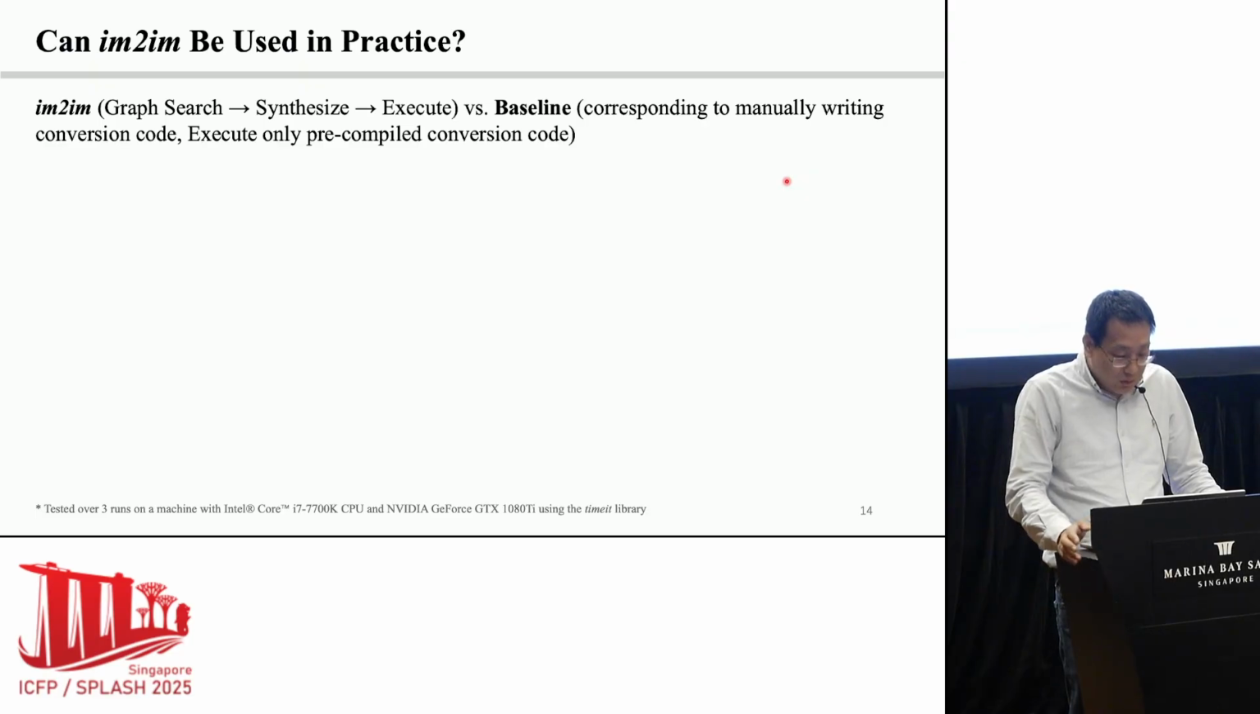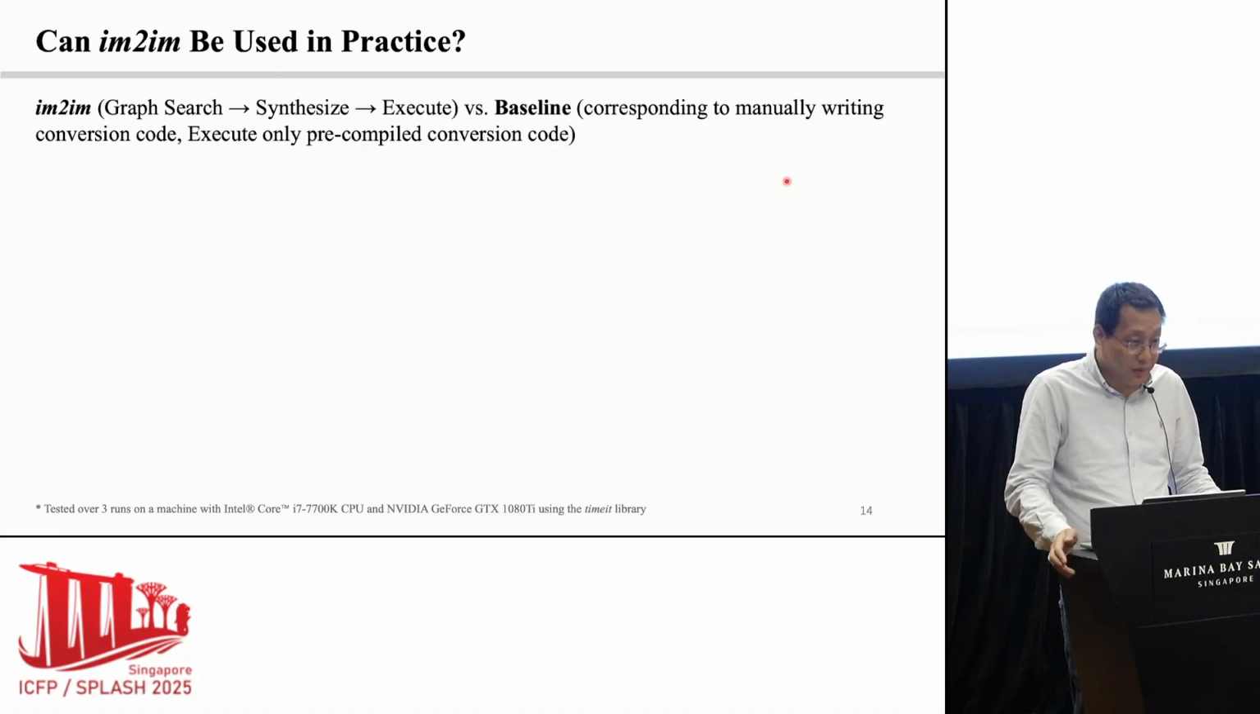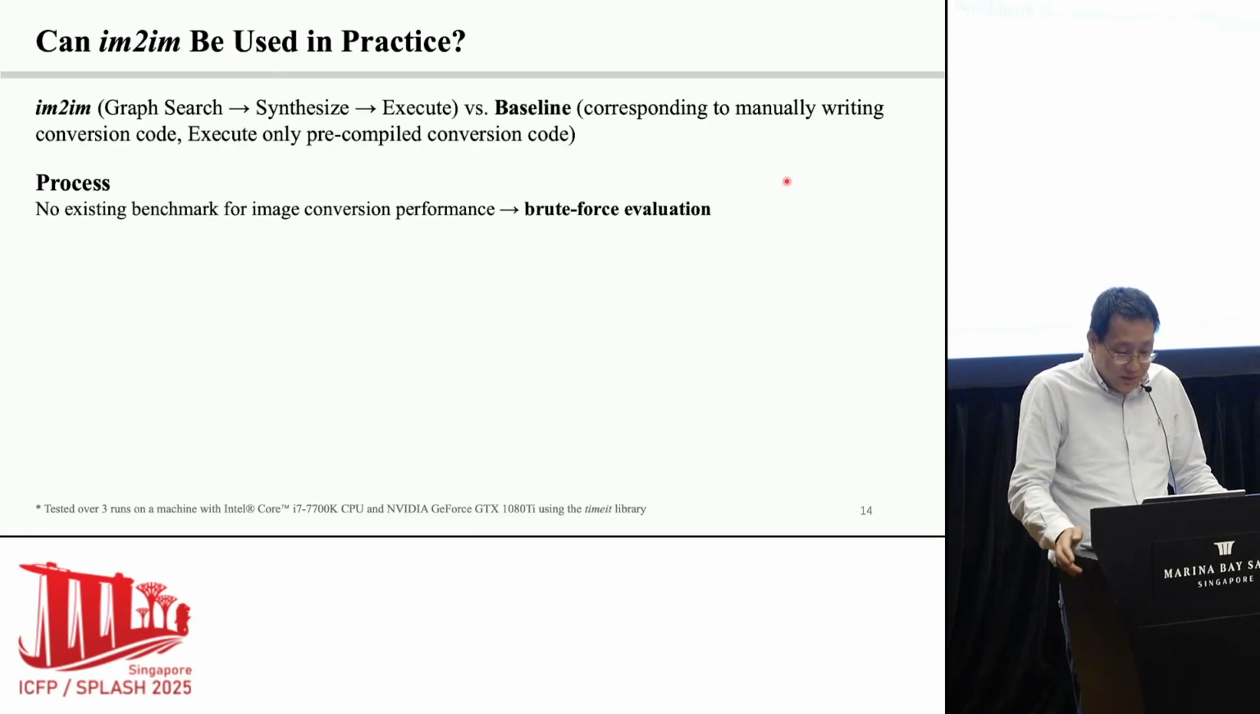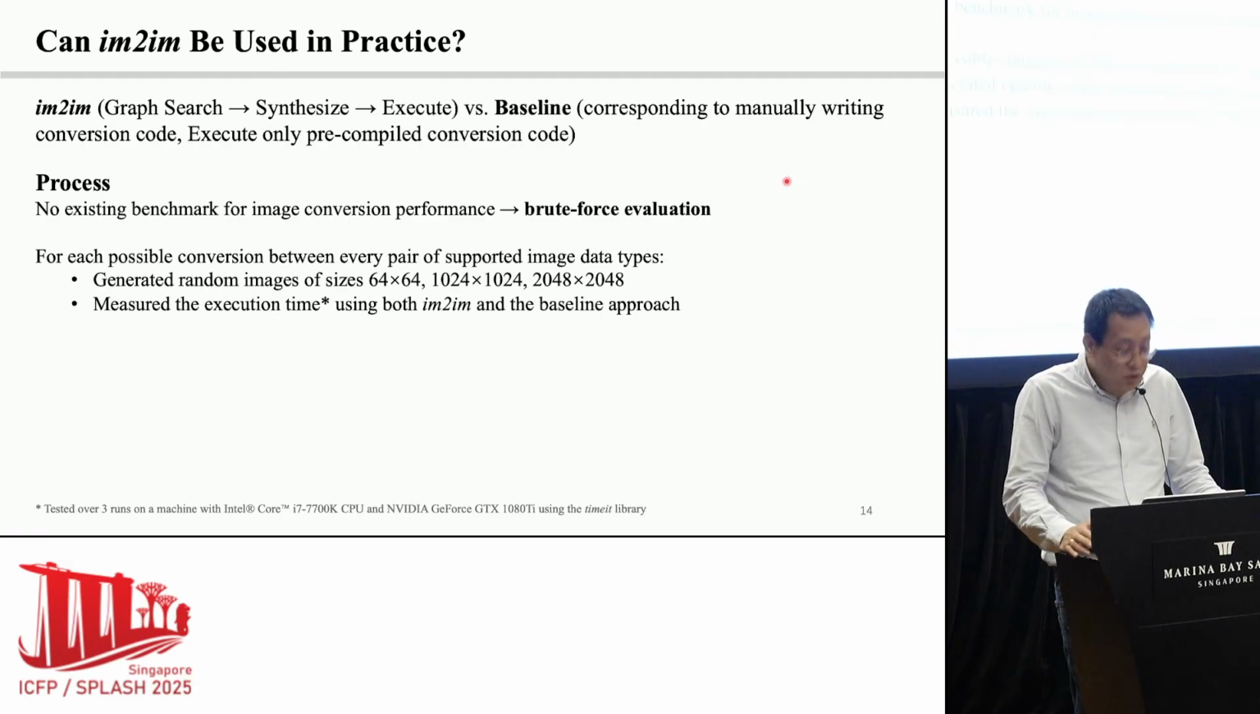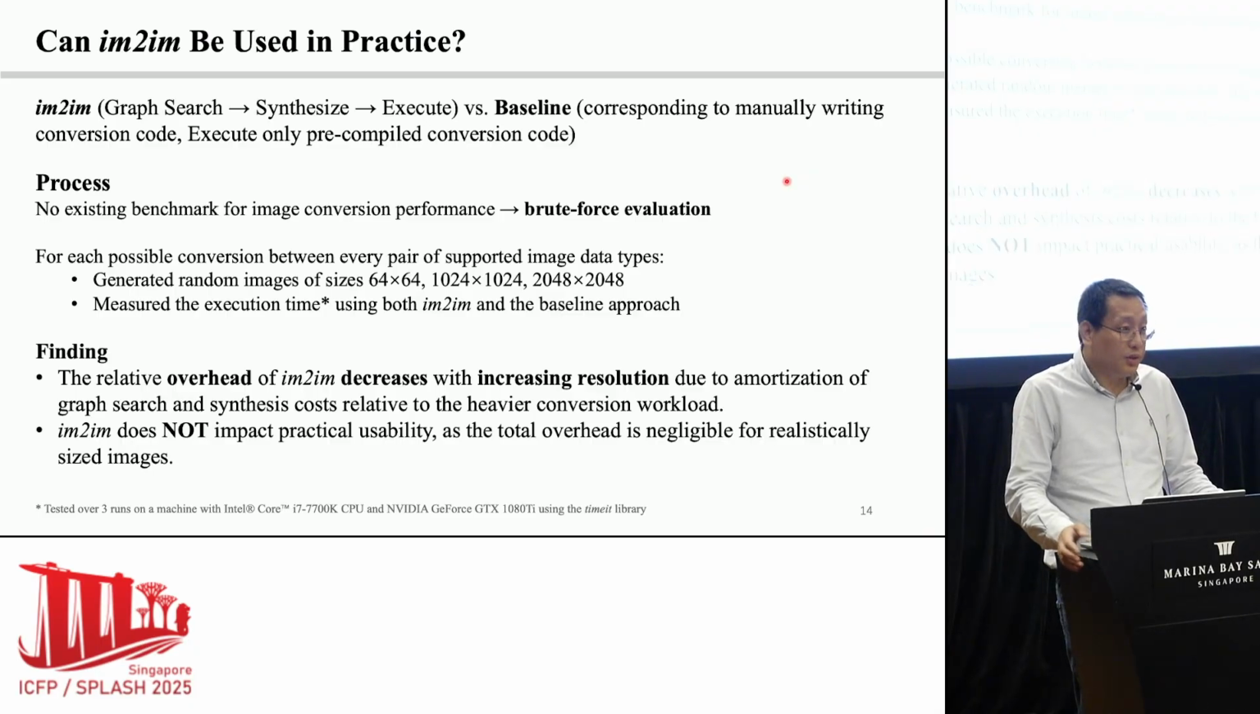We compared two approaches: im2im and a baseline, which corresponds to manually writing conversion code. It only executes pre-compiled conversion snippets. There was no existing benchmark for this task, so we just performed a brute force evaluation. For every possible conversion between all supported image types, we generated random images of various sizes, then measured the execution time when using both methods.